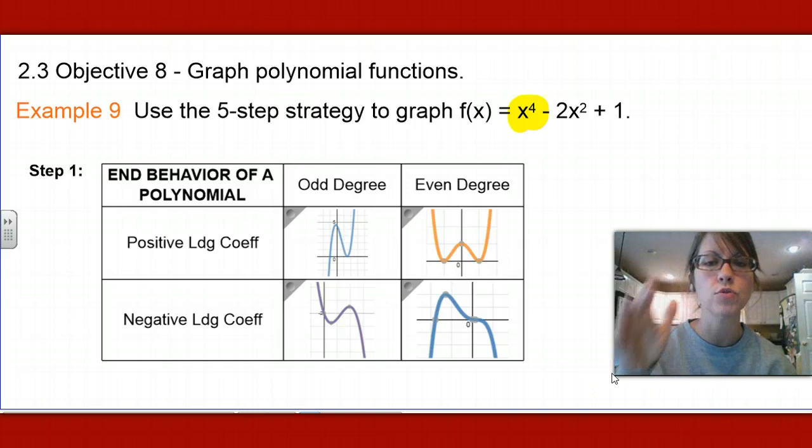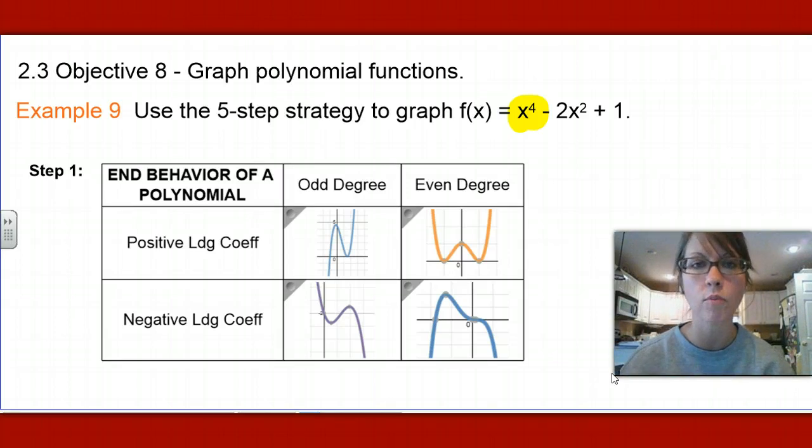So when you look at functions, I want you to get one of these 4 pictures in your mind. Sketch it out before you even start, so that you know when you're done, is my graph showing the proper end behavior? That's step 1.